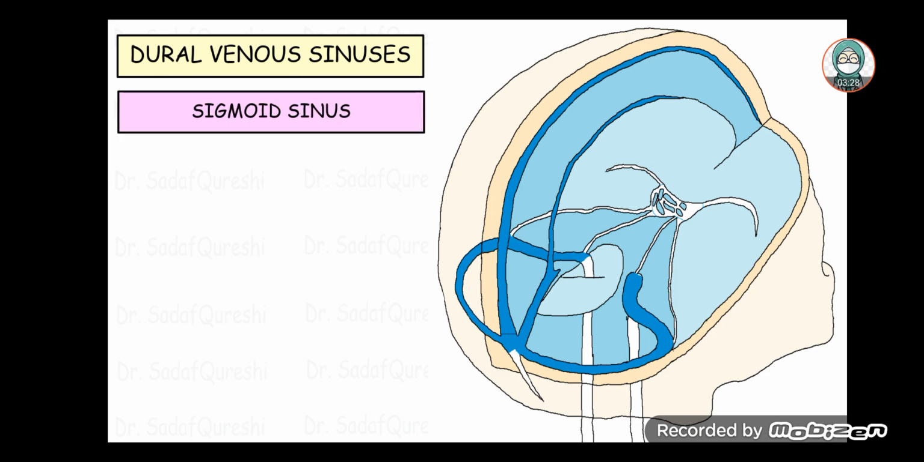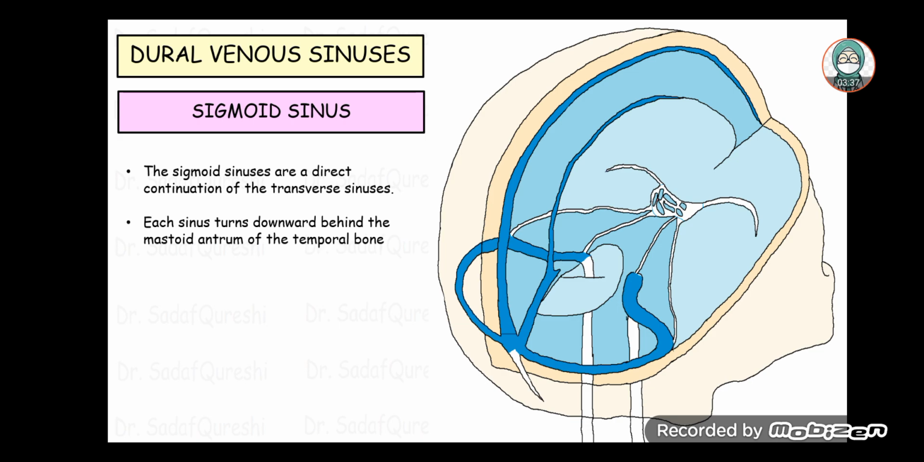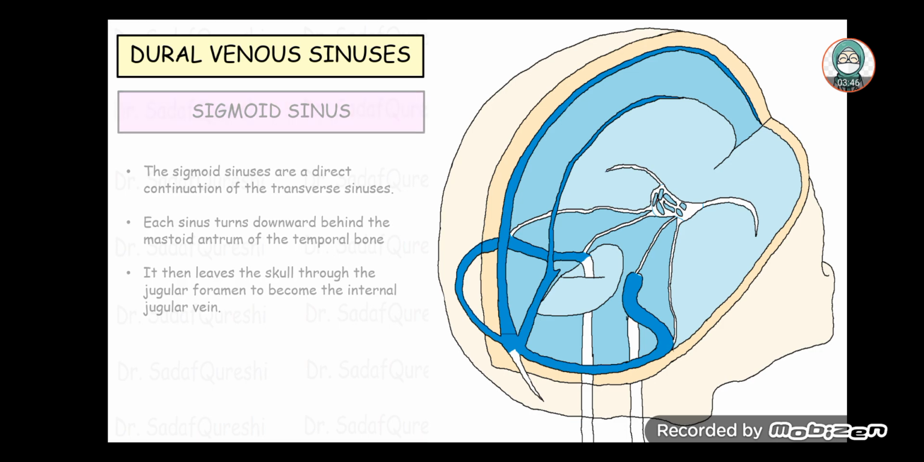The next sinus we are going to talk about is the sigmoid sinus. It is a direct continuation of the transverse sinus. Both the right transverse sinus and left transverse sinus form the sigmoid sinus. Each sinus runs downward behind the mastoid antrum of the temporal bone. It then leaves the skull through the jugular foramen to become the internal jugular vein.